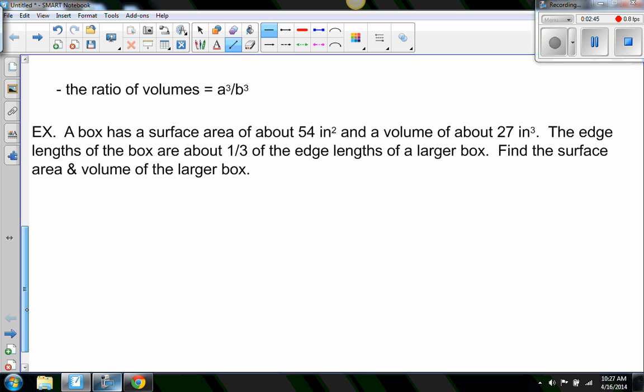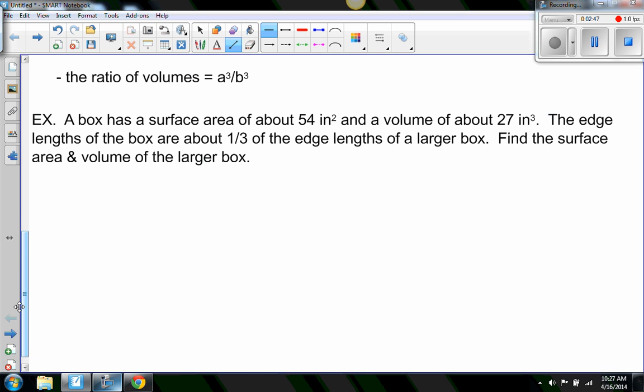So here I have a box, has a surface area of about 54 square inches and a volume of 27 cubic inches. The edge lengths of the box are 1/3 of the edge lengths of the larger box. Find the surface area and volume of the larger box. So we know the smaller one. We need to know the bigger one. Okay, so let's do surface area first.